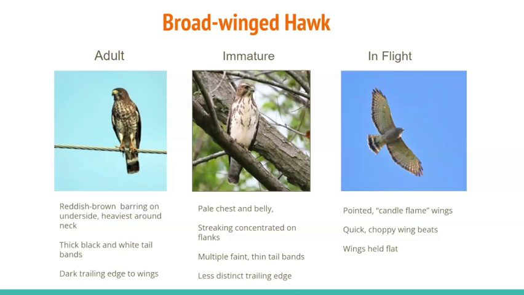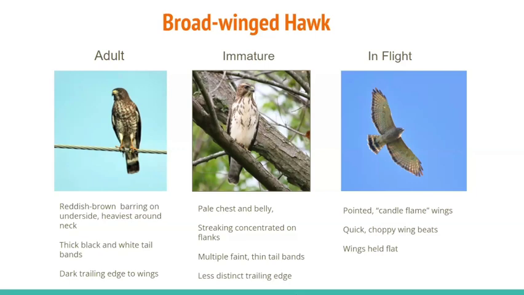So in flight, broad-wings have a very distinct pointed wing shape, a lot of folks call it a candle flame wing shape. And then wing beats are very quick and choppy. Like you can tell, based on the way it carries itself, that this is a smaller bird than our red-shouldereds or our larger buteos like red-tails. And they also hold their wings very flat.